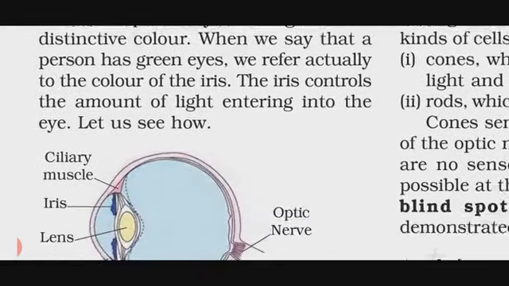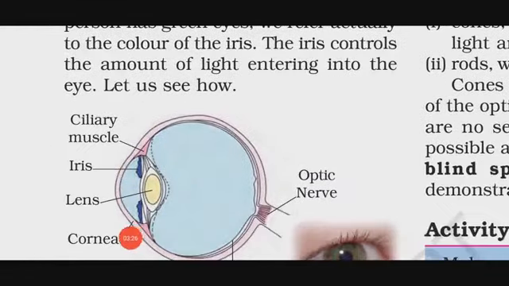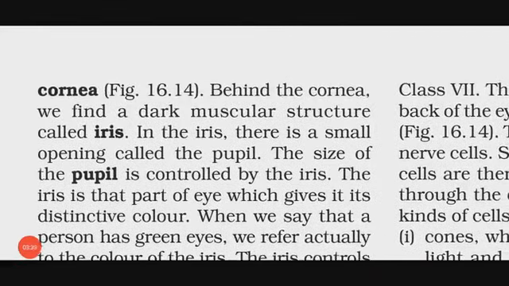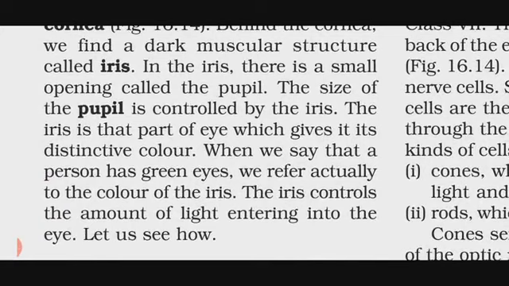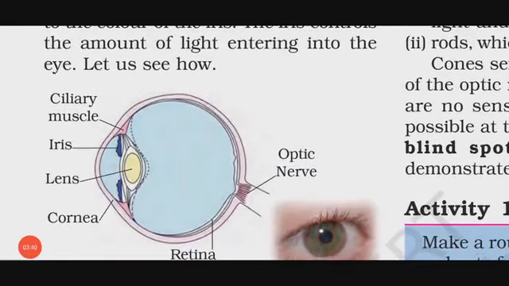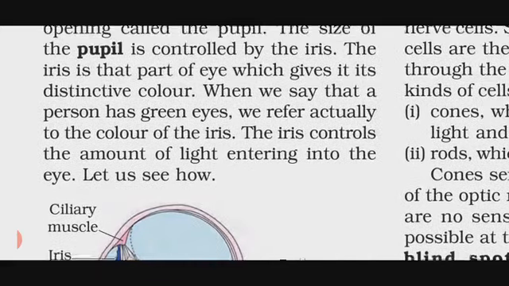And behind this outer coating, and behind this cornea, we find a dark muscular structure called the iris. This is the iris. As you can see here, this colored part is the iris. And it's the iris which tells us which color of eye you have. Is it dark color? Is it brown, or is it something else? So this color depends upon the color of this iris.